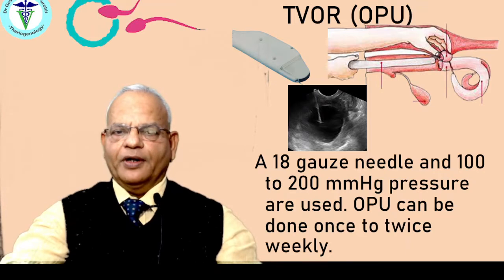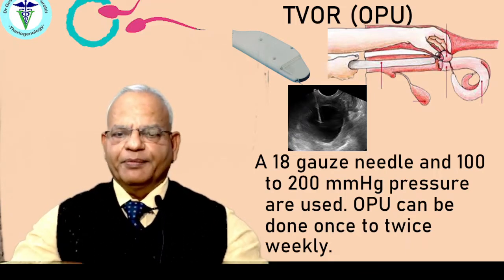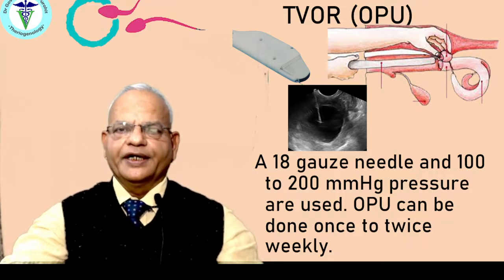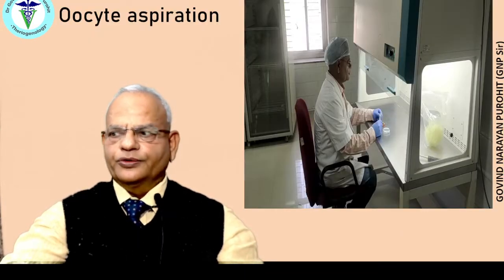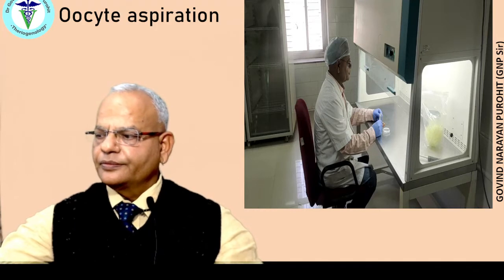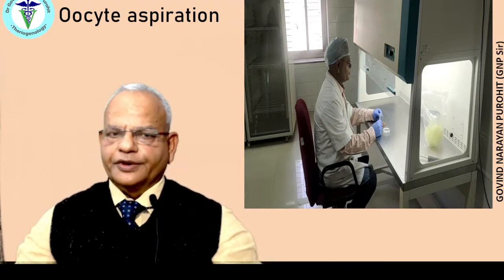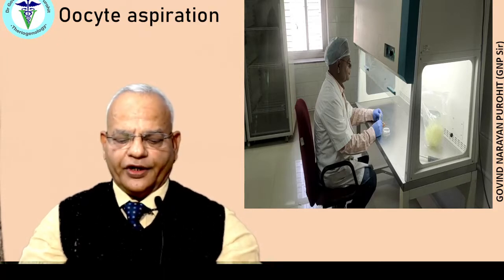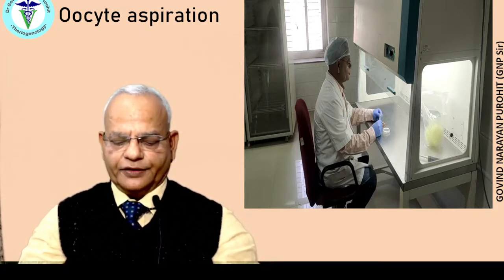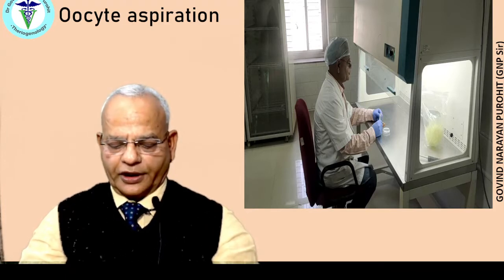So this can be performed in dairy cows using an 18 gauge needle and 100 to 200 mm of pressure, and then OPU can be performed once to twice weekly depending on the species and depending on the efficiency of the operator, right? Then oocyte aspiration is the method of choice for retrieving oocytes from slaughterhouse ovaries.